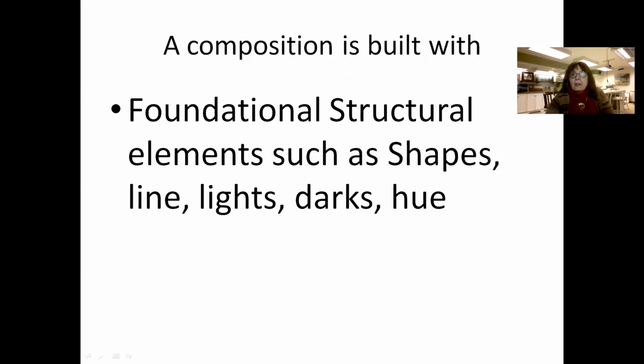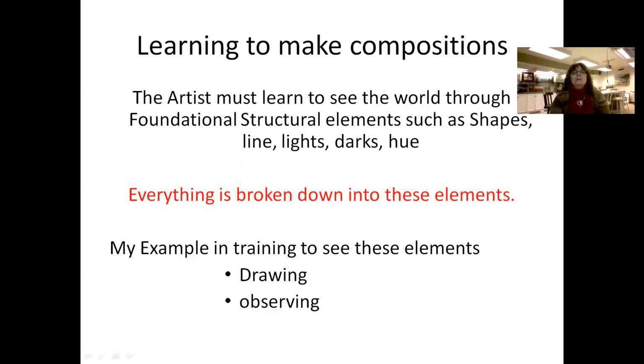So a composition is built with those structural elements. They're key. Learning to make compositions, the artist must learn to see the world through foundational structural elements such as shapes, lights, darks. Everything is broken down into these elements. You don't paint an eye. You paint a shape, an arc. You paint a shadow, the shape of the shadow.